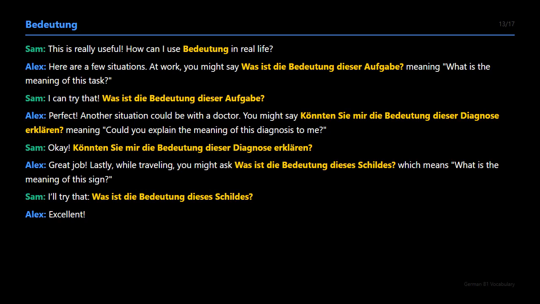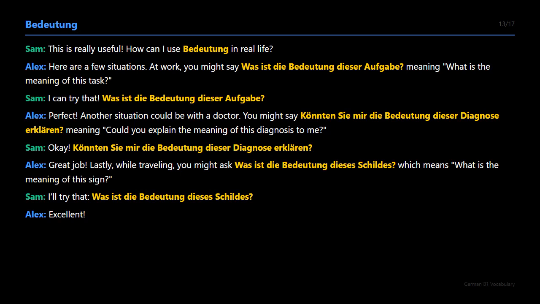How can I use Bedeutung in real life? Here are a few situations. At work, you might say, Was ist die Bedeutung dieser Aufgabe? meaning what is the meaning of this task? I can try that. Was ist die Bedeutung dieser Aufgabe?